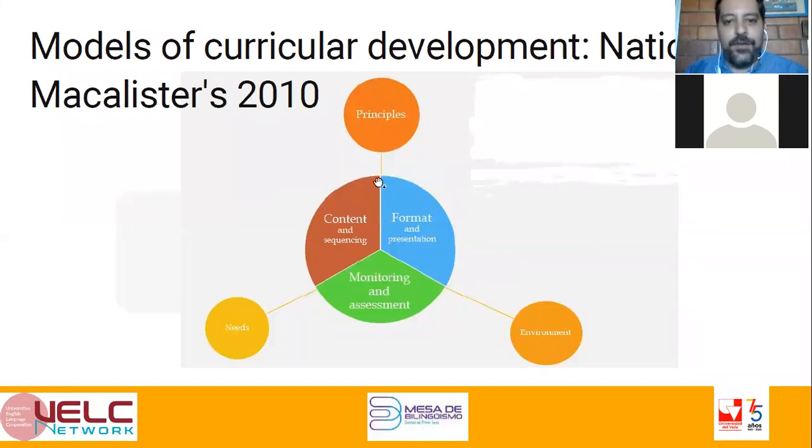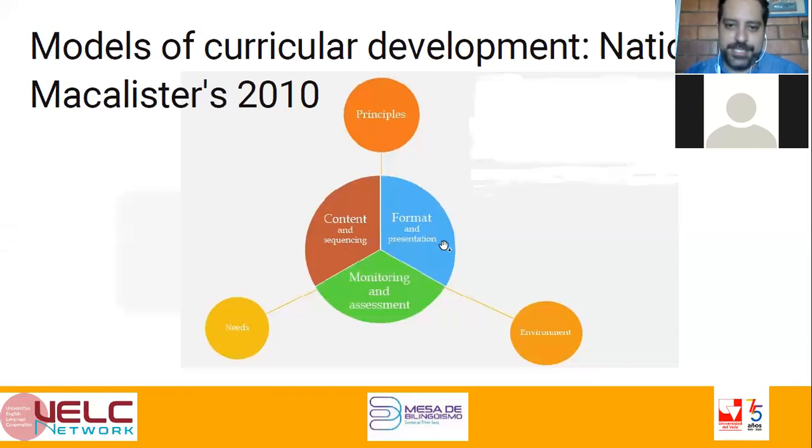After that, they consider other three stages that should be connected to the outer circle. And in the inner circle, they have content and sequencing. So once we know what our students need, so what content, what teaching materials, what teaching units will enable them to satisfy or meet those needs. And in what sequence, what order should that content be presented?